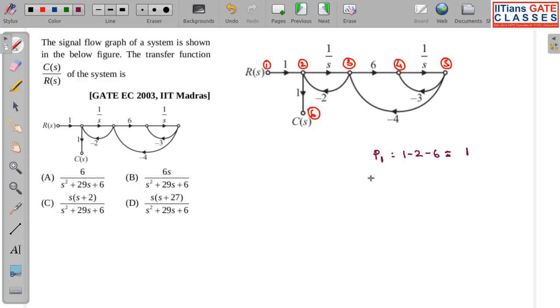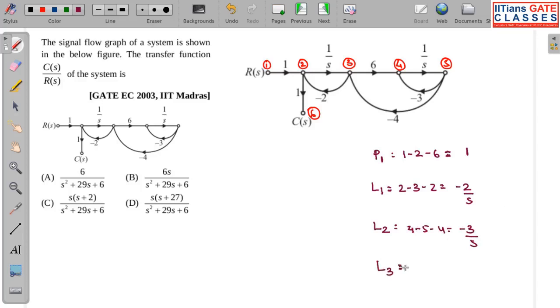Now, a very important thing is the calculation of loops. Okay, loop gain. So L1, you can see, is 2 to 3, 3 to 2. So what is the loop gain? It is minus 2 by s. Now L2, if you want to see, is from 4 to 5, 5 to 4. So that is 4 to 5 and again from 5 to 4, which is minus 3 by s.